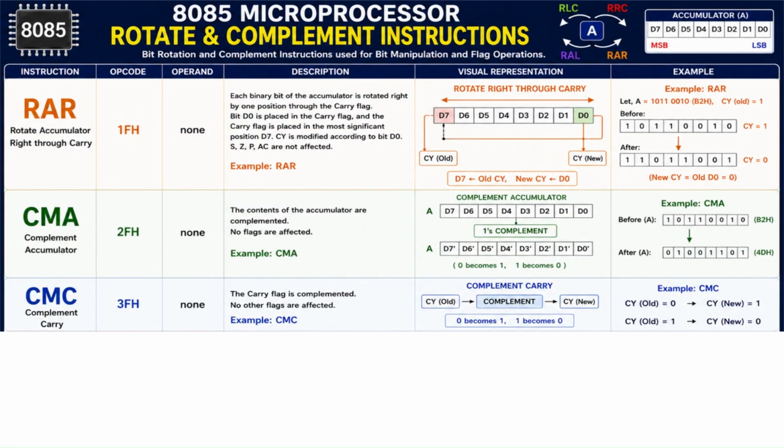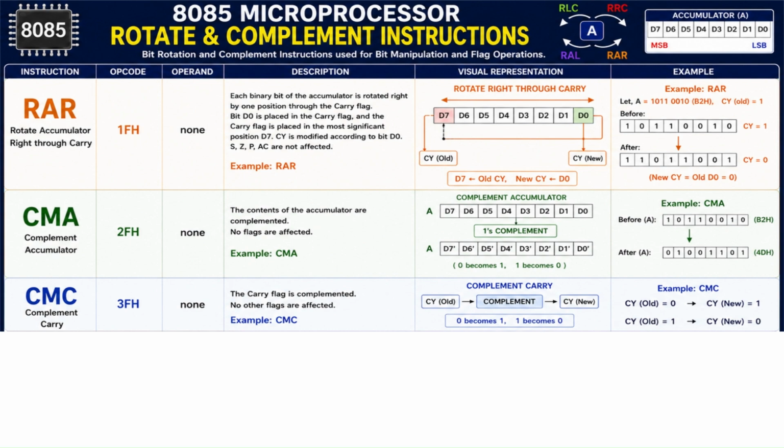Up next, we have CMC, which stands for complement carry. This opcode is 3FH. Again, there is no operand. Unlike CMA, CMC doesn't touch the accumulator at all. It works only on the carry flag. The carry flag simply changes to the opposite value. If the carry is 0, it becomes 1. If the carry is 1, it becomes 0. That's all. No other register changes, no accumulator changes, no flag changes.